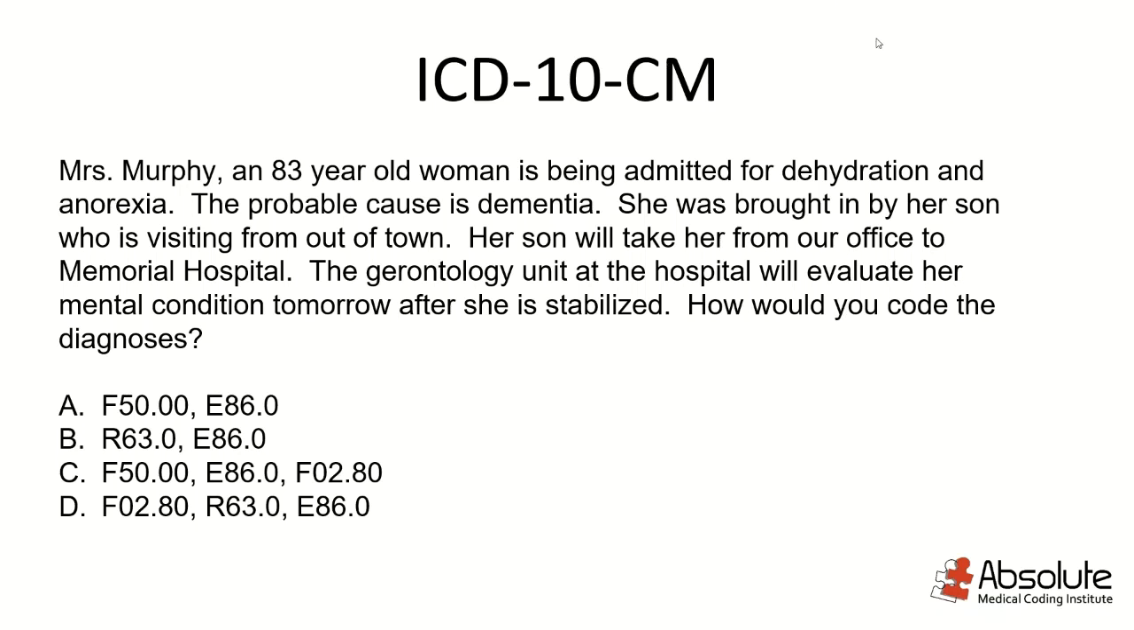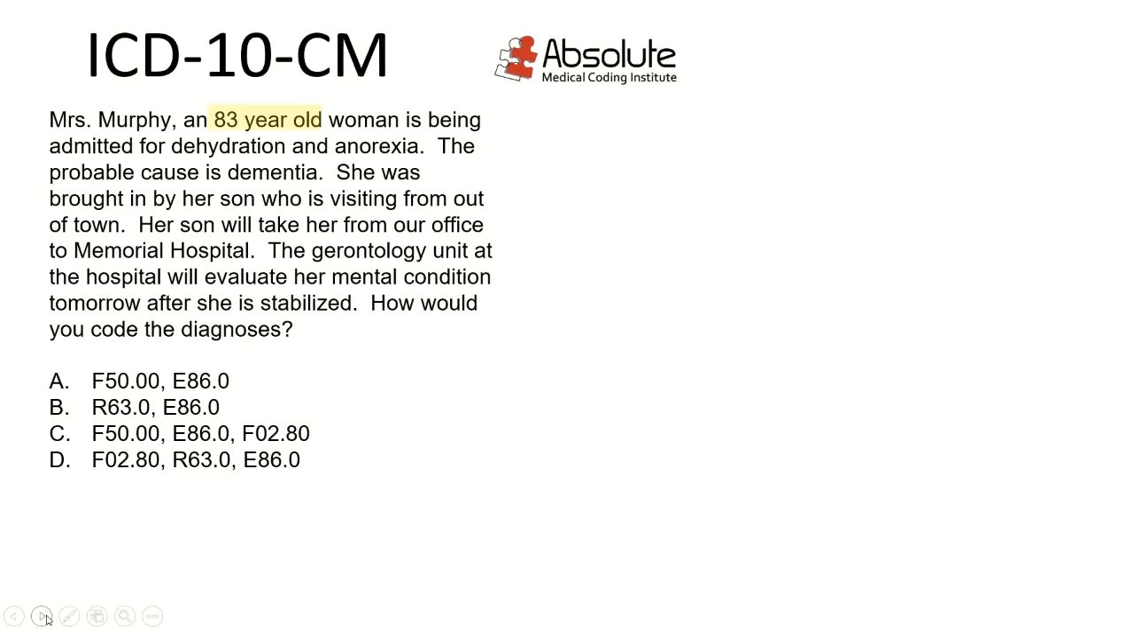Okay, so let's look. First of all, we're going to go to our keywords here. I have an 83-year-old admitted for dehydration and anorexia. Okay, our answer is B. I did see a lot of you chose B, but I did see a mixture of some of the other answers as well, and that's okay.